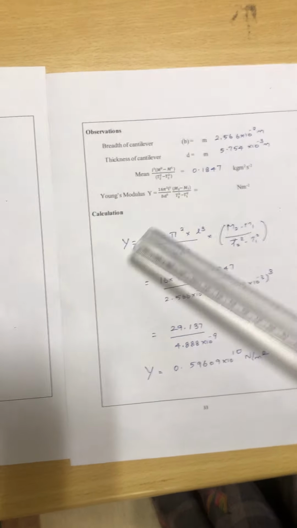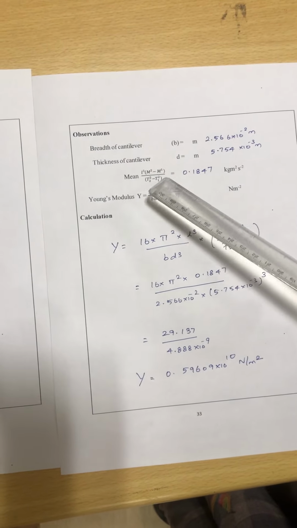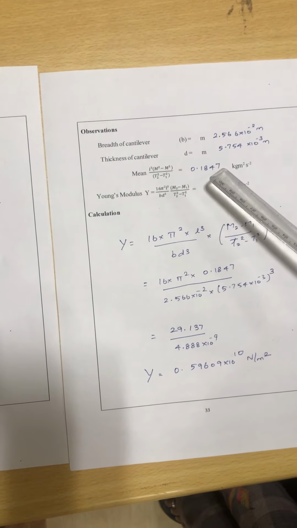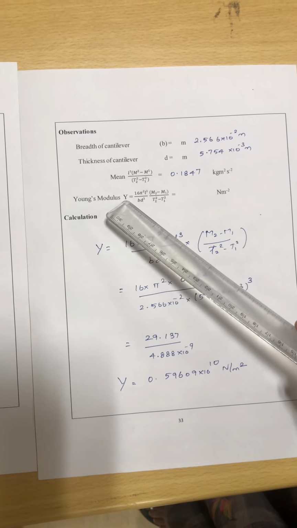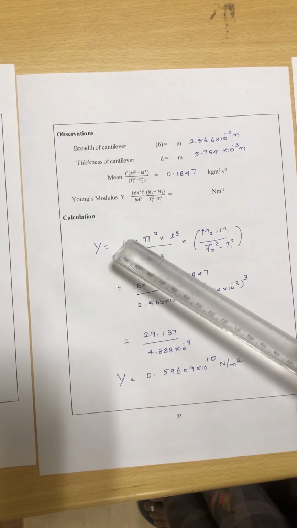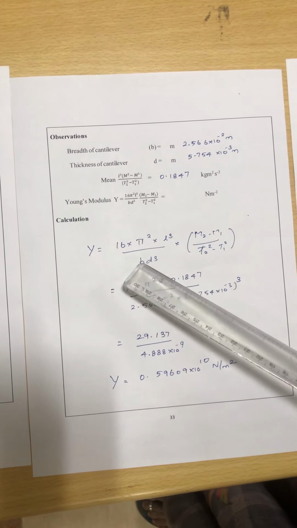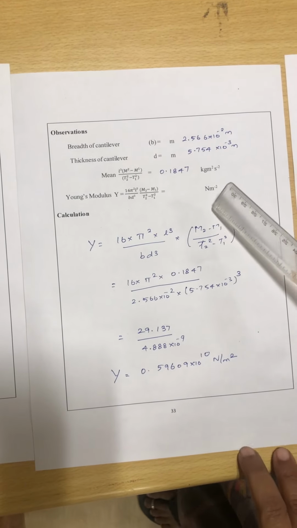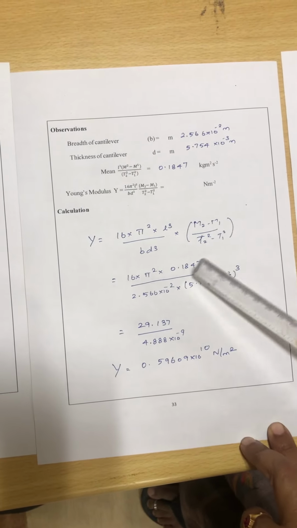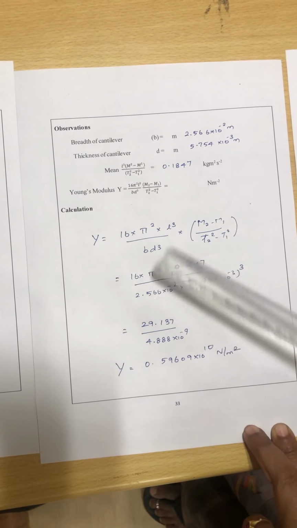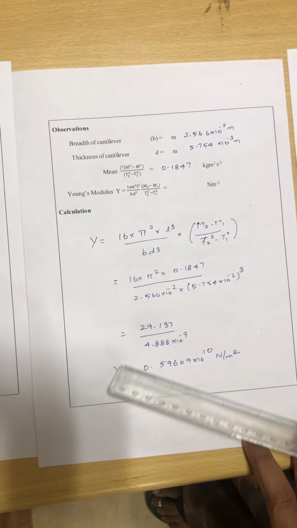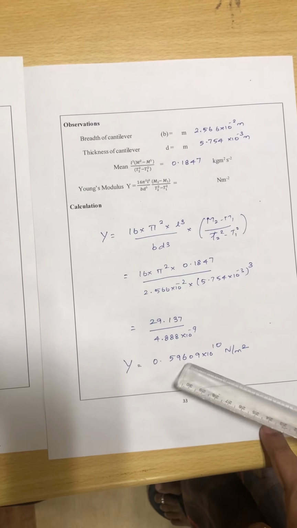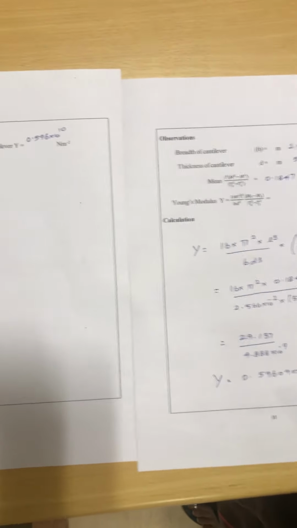Now we can do the final calculation. Already the calculated value for this formula is 0.1847. Now we have to introduce the breadth and thickness into the formula, where Young's modulus y is equal to 16 pi square divided by BD cube, and this answer along with the L cube is identified as 0.1847. Put the values for pi square, breadth and thickness. The final answer is y is equal to 0.596 into 10 power 10 Newton per meter square.